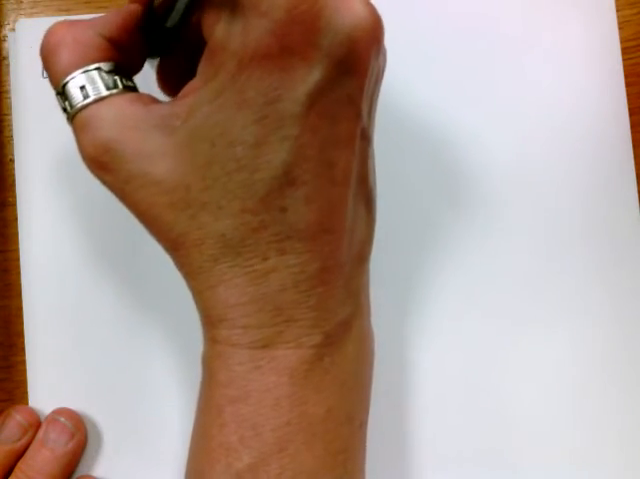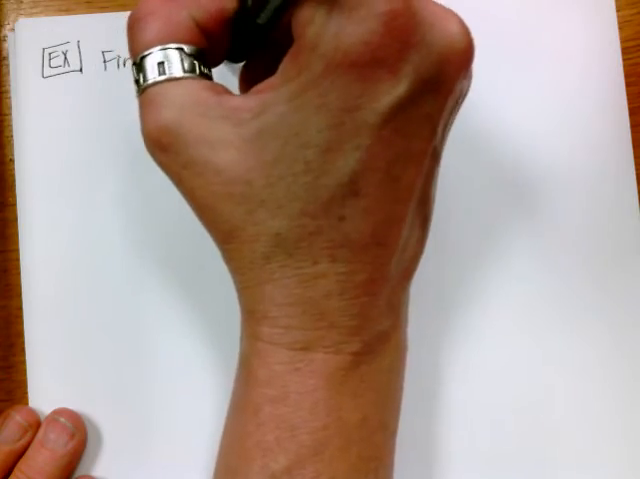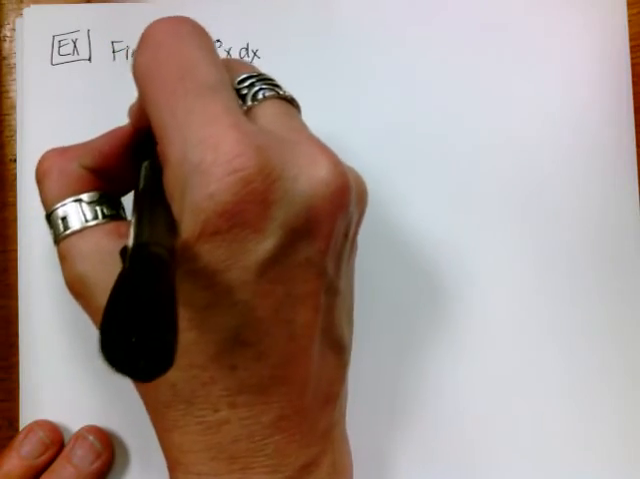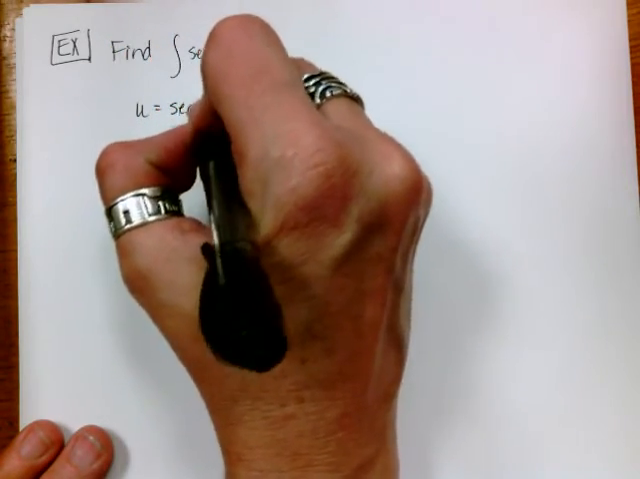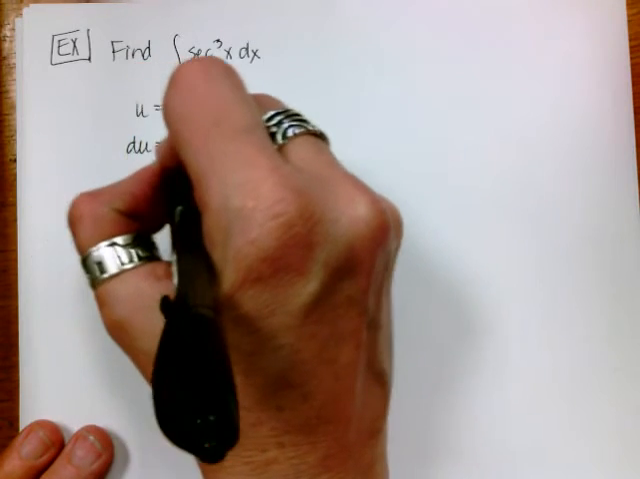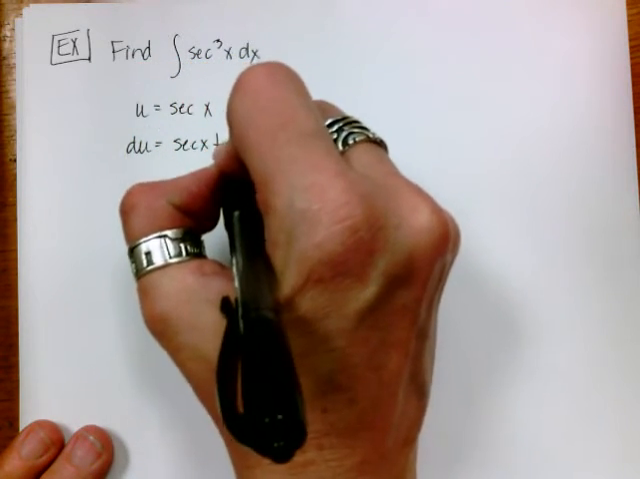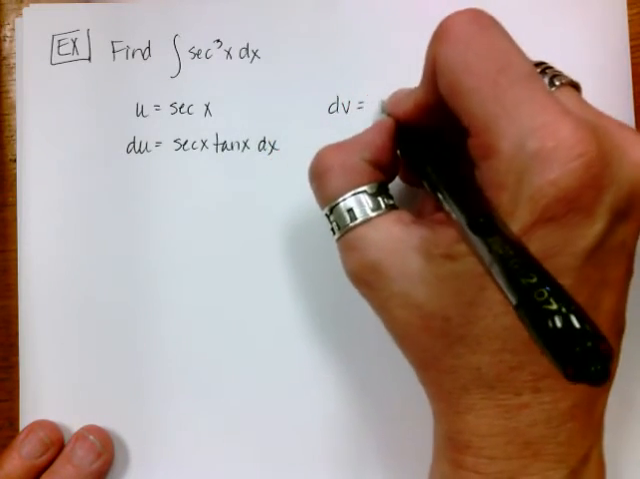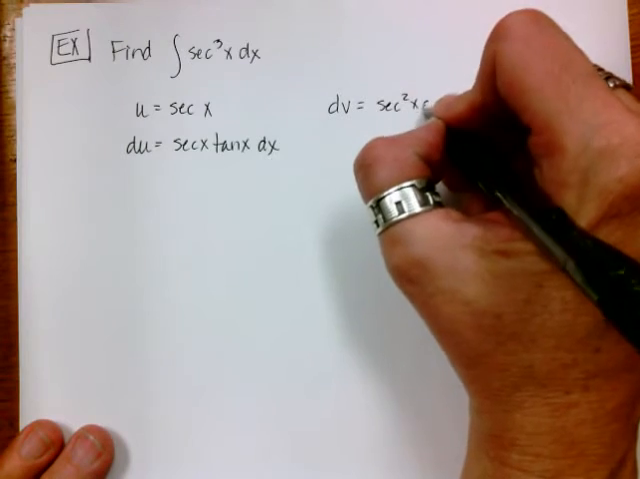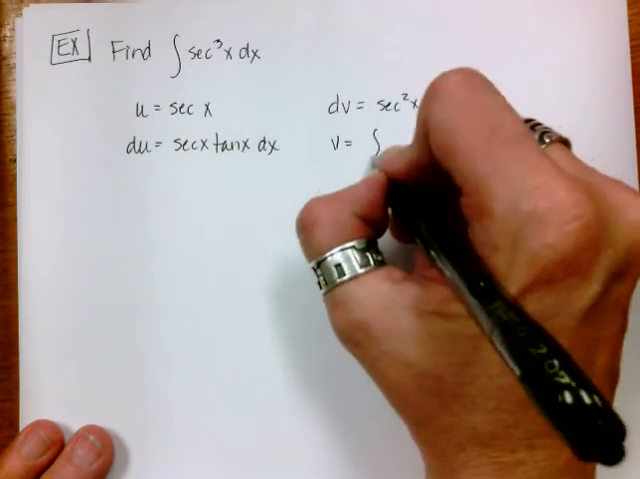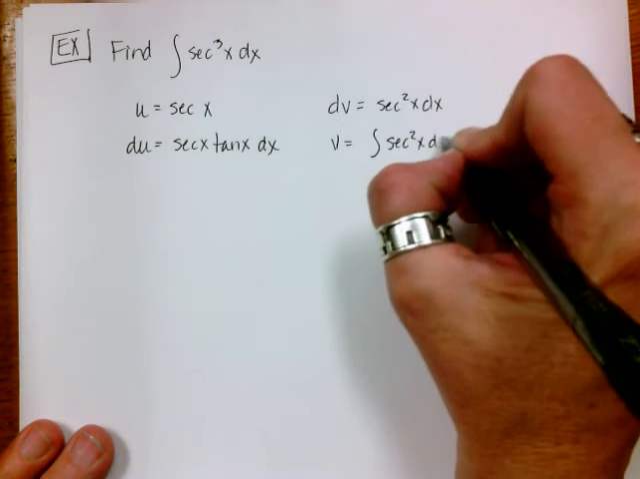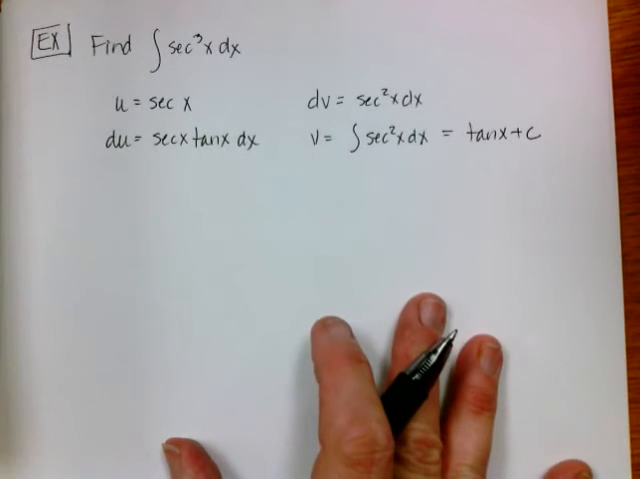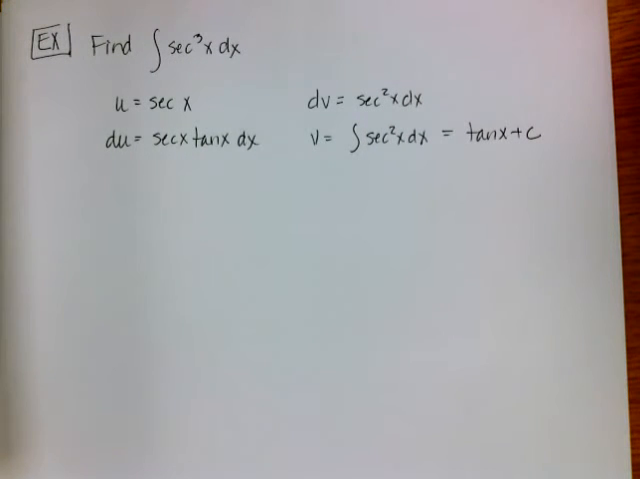This one says find the integral of secant cubed x dx, okay? So on this one, I'm going to let u equal secant of x. So my du is going to be the secant of x tangent of x dx. So then that means that dv is secant squared x dx. V is the integral of secant squared x dx, which is the tangent of x plus c.